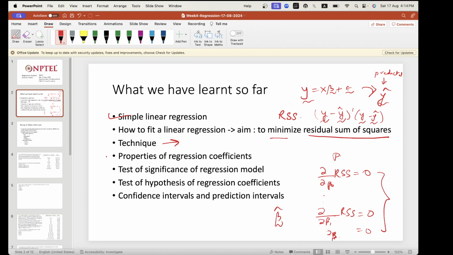Then we also learned the properties of the regression coefficients, that they are unbiased, and the other properties: what distribution they follow, what the expected value is, what the variance is. Those things we learned. Then we learned to test the significance of the regression model. So what was that test? Can you tell me the hypothesis?